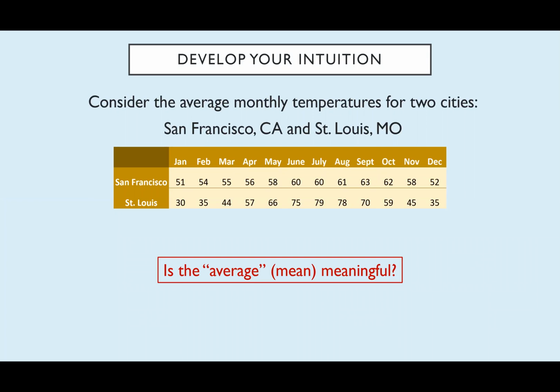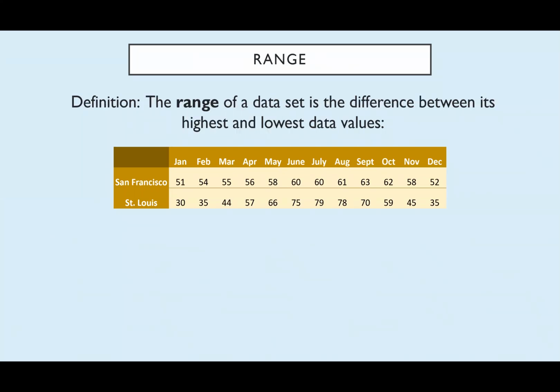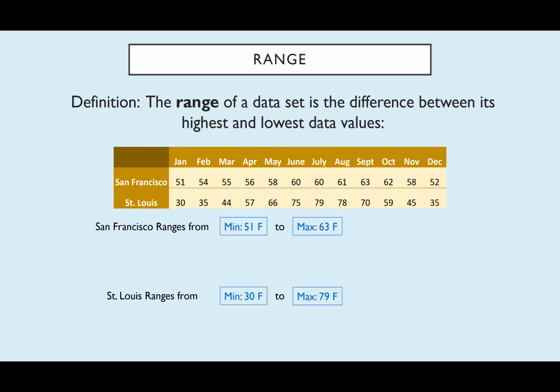So is the average that we computed meaningful? Let's look at the range. Maybe this will tell us a little something. We talked about the range last time, and the way that we compute the range is we first identify the min and max, and then we take the difference. So it's the maximum minus the minimum. So 63 minus 51, and the range for San Francisco is 12 degrees. The range for St. Louis is 49.